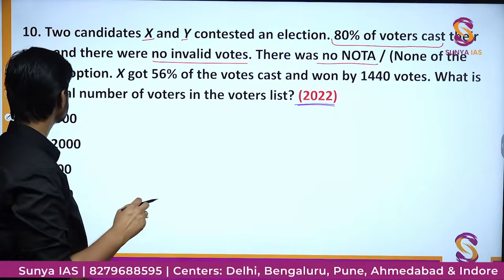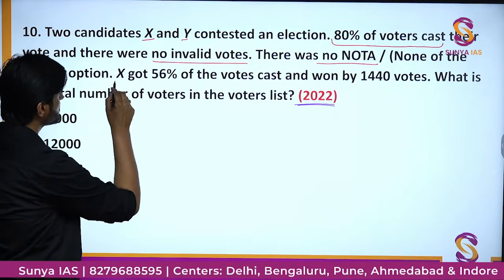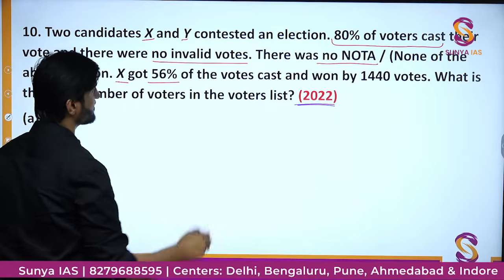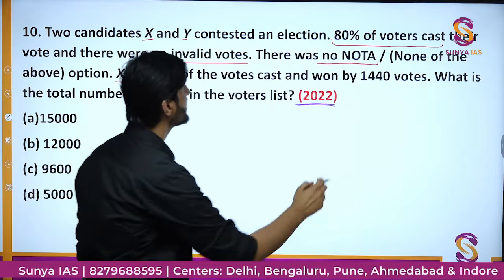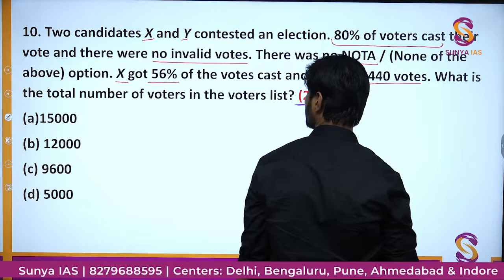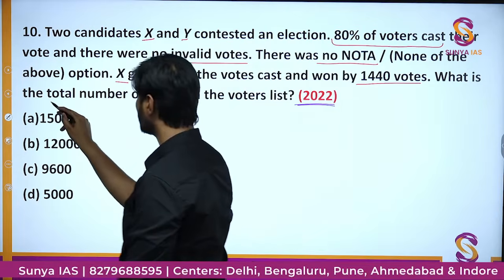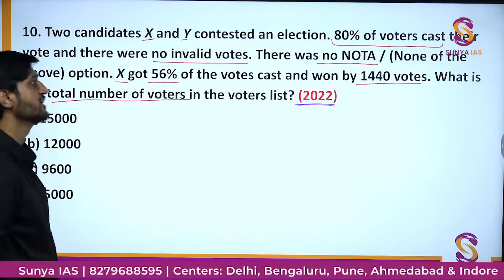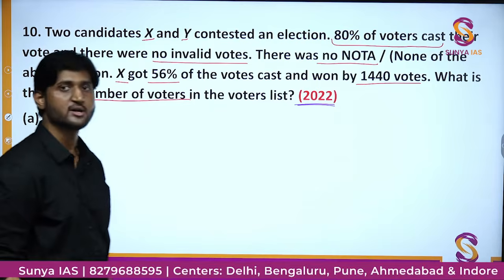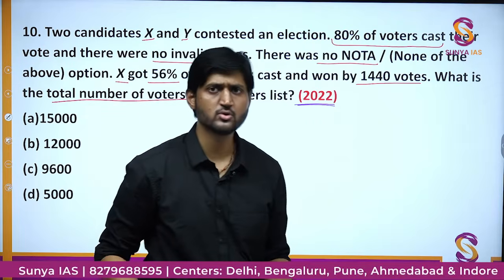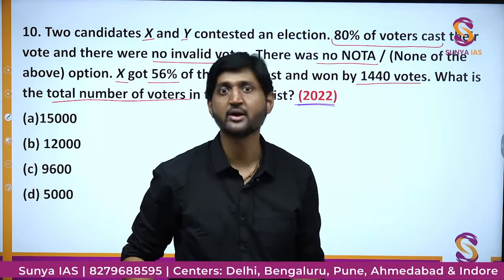Then another piece of information says X got 56% of the votes and he won by 1440 votes. So what is the total number of voters in the voters list? That is being asked. Now, just follow the process which I am going to do here. You will be very good to go.